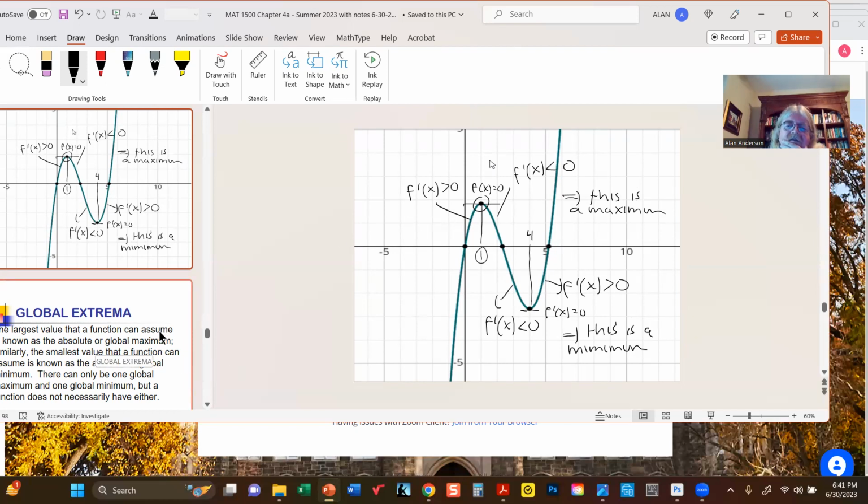Anyway, for now, that's enough. Later on, we'll bring this discussion back and look at the second derivative test.